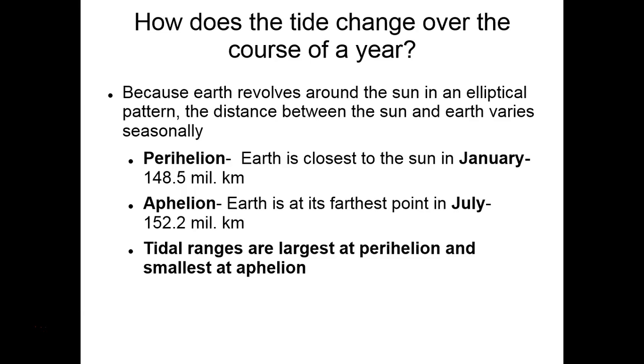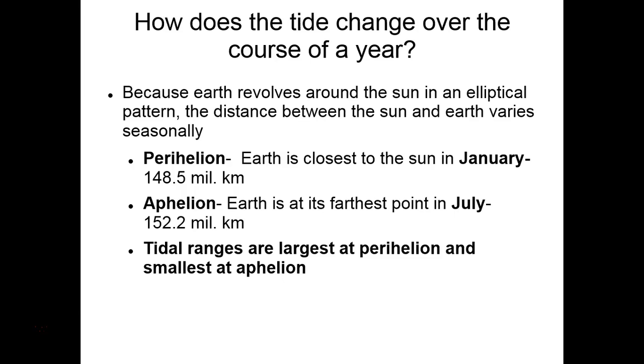How does the tide change over the course of a year, right? So that's how it changes over the course of the month, but what about over the course of the year? So the Earth is orbiting the sun in what's called an elliptical pattern. So that means that sometimes the Earth is close to the sun and sometimes the Earth is farther from the sun. And so that's going to change depending on the time of the year.